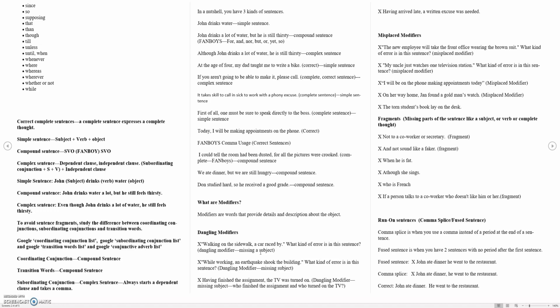While working, an earthquake shook the building. What kind of error is in this sentence? It's a dangling modifier because we don't know who is working, and it's not the earthquake that's working, so we have a missing subject.